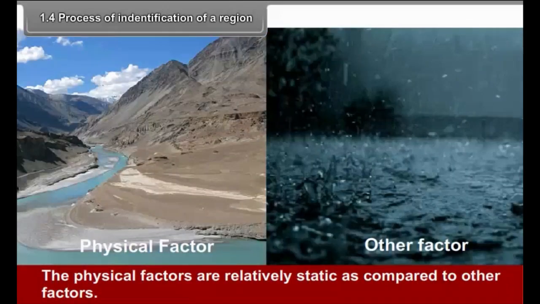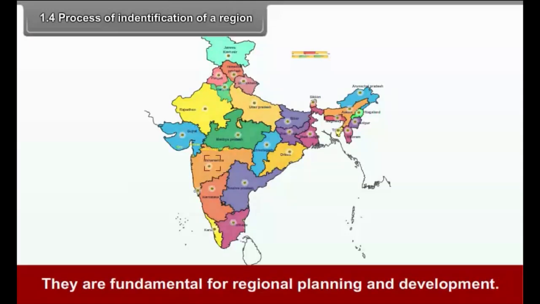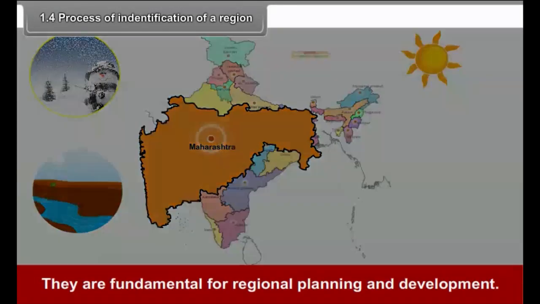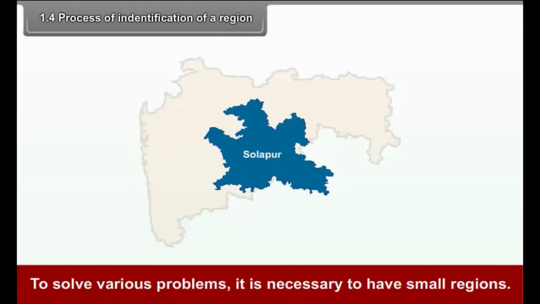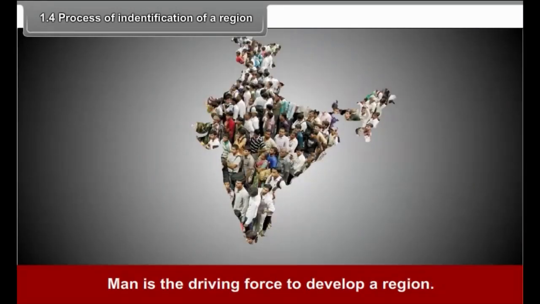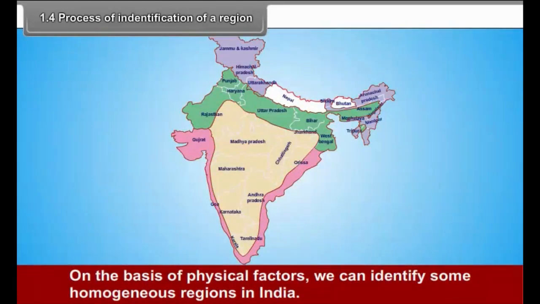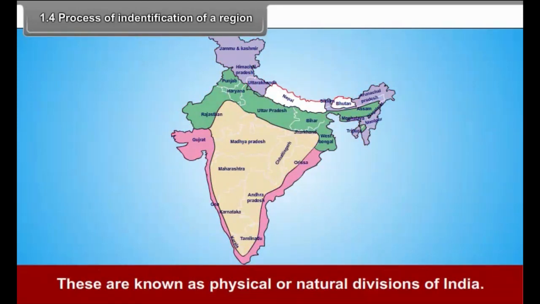The physical factors are relatively static as compared to other factors. They are fundamental for regional planning and development. To solve various problems, it is necessary to have small regions. Man is the driving force to develop a region. On the basis of physical factors, we can identify some homogeneous regions in India. These are known as physical or natural divisions of India.